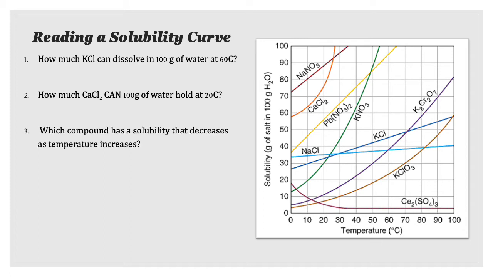Number 3 says which compound has a solubility that decreases as temperature increases. So there is one seemingly outlier on this table. Most of these substances, their solubilities increase as we increase the temperature, but there is one down here at the bottom, cesium sulfate, that actually has a solubility that decreases and then kind of levels out as we increase temperature. So cesium sulfate would be the answer for number 3.